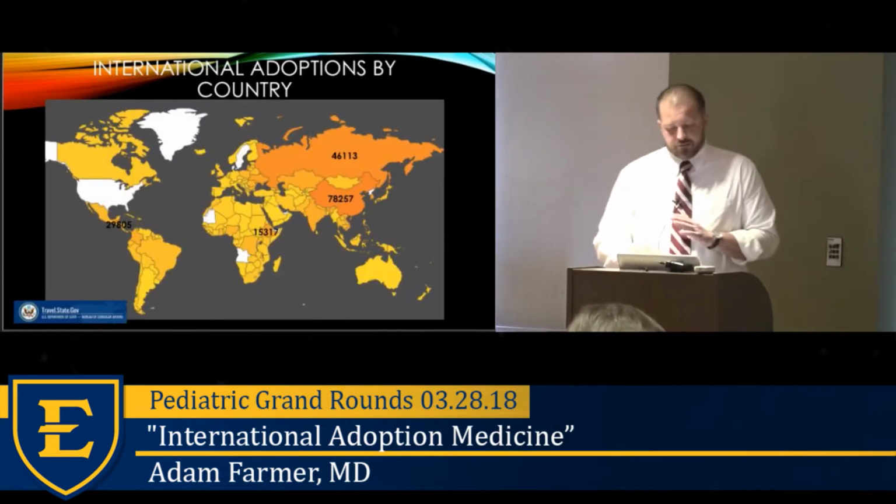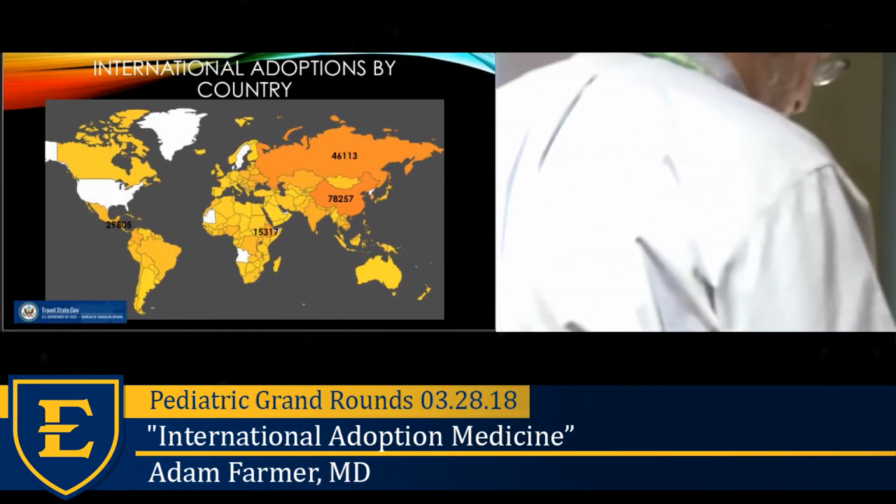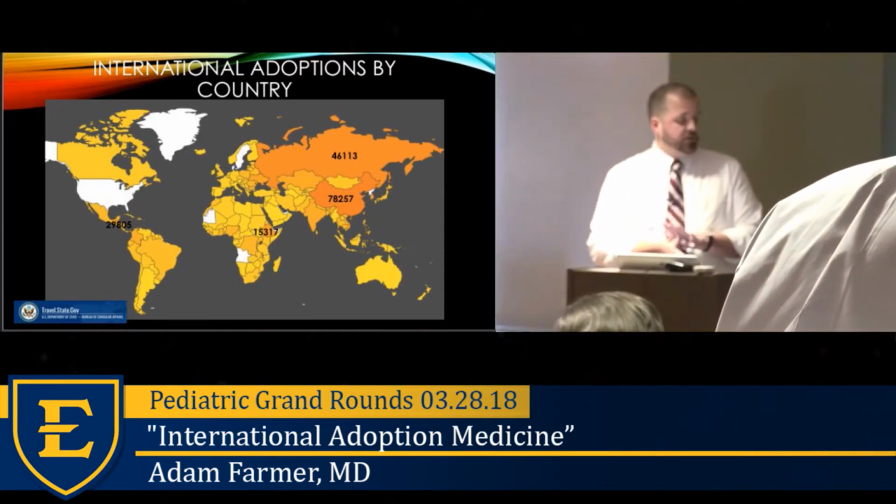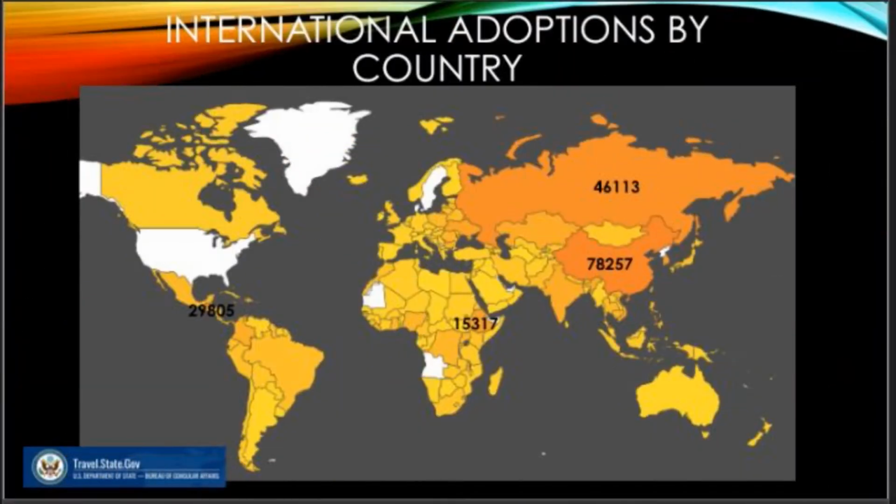This is a map we got from the State Department's website. That's where a lot of the statistics and things from today I was able to get from, showing the different countries that have been participating in international adoption, or that United States families have been adopting from. The darker colored countries are the countries where most of the kids are coming from.